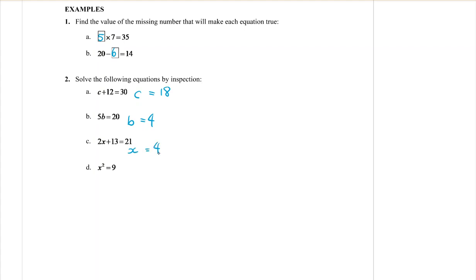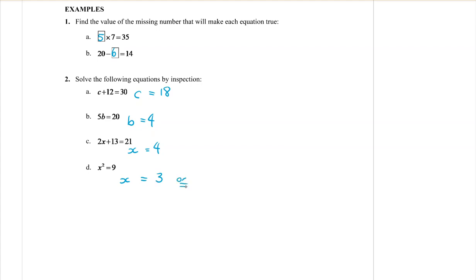Okay, and one more, D. X squared equals 9. So x squared, the squared means it's got to times by itself. So some number times it by itself to give 9. What do you think? 3. 3, because 3 times 3 makes 9. Actually, there is another solution. There is another option. Let's go or.